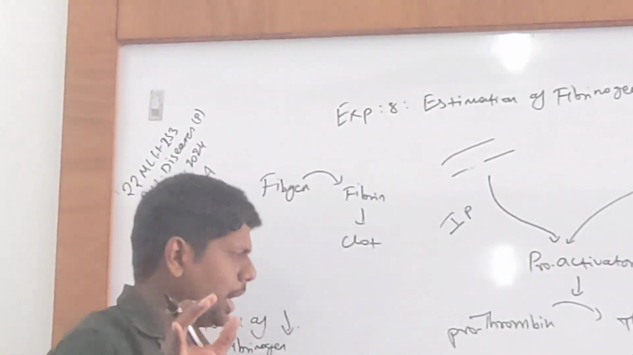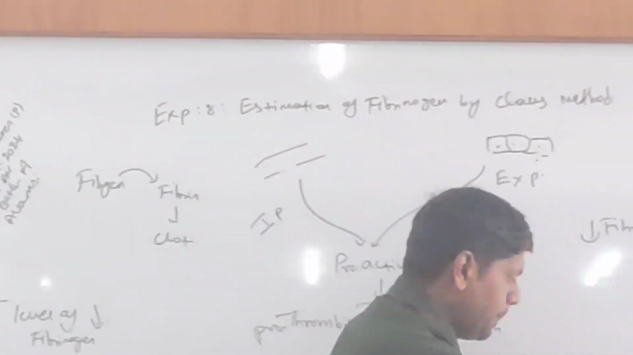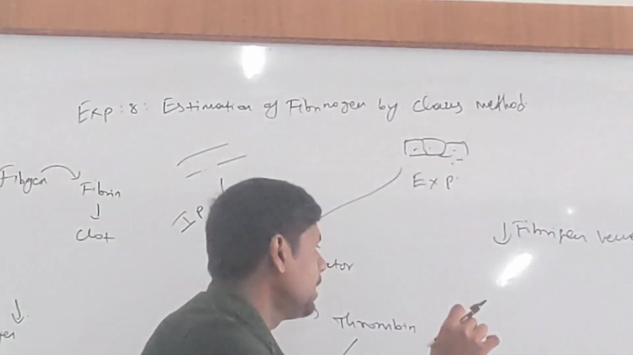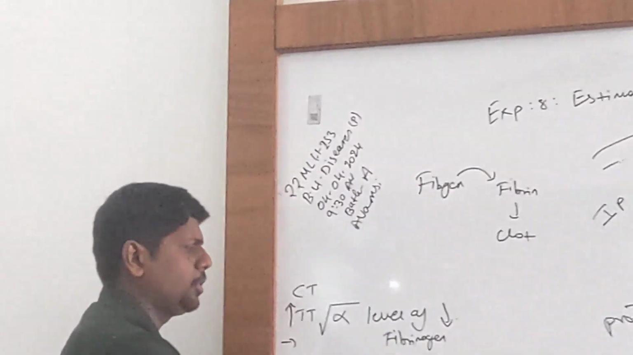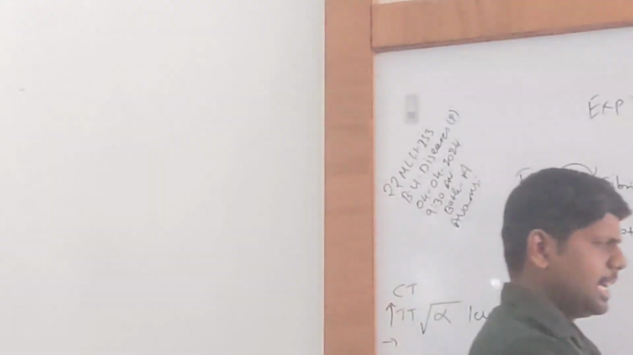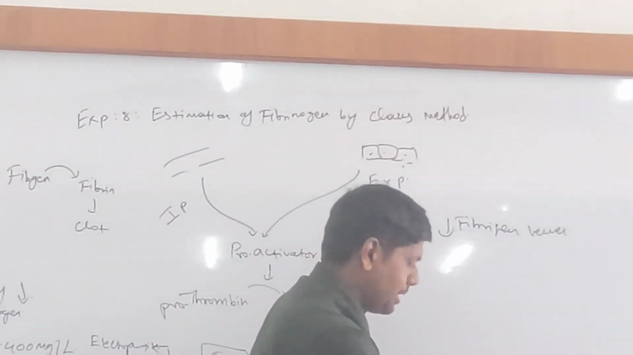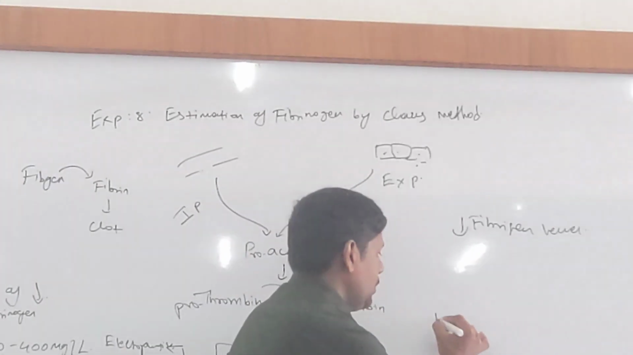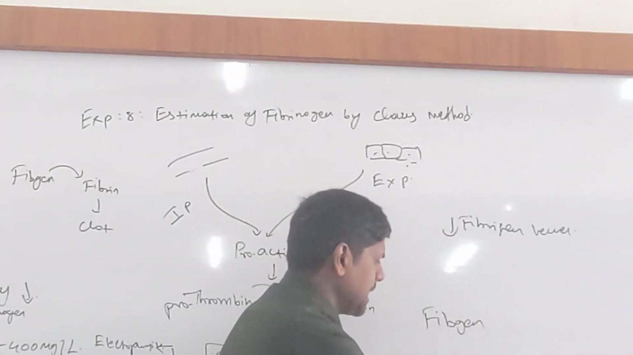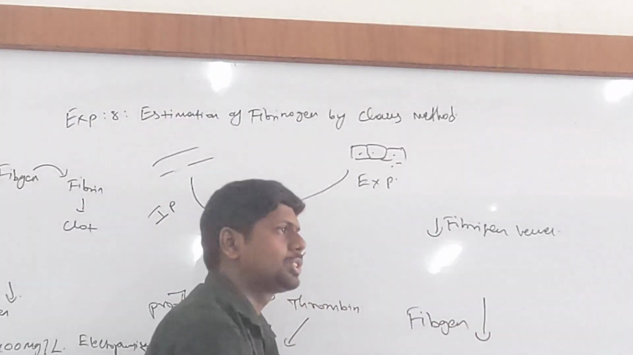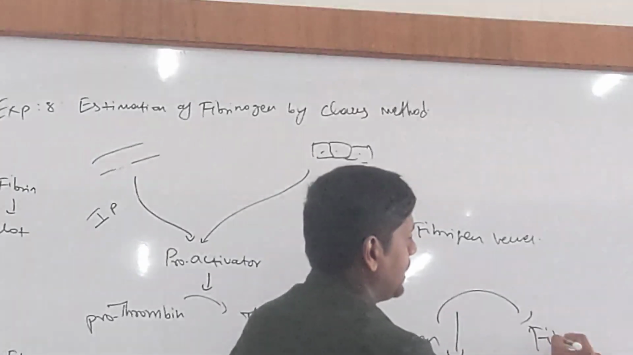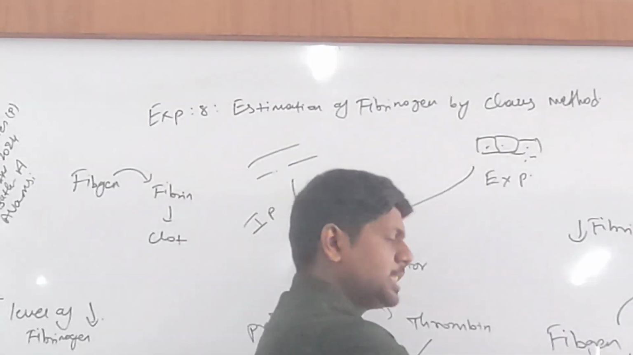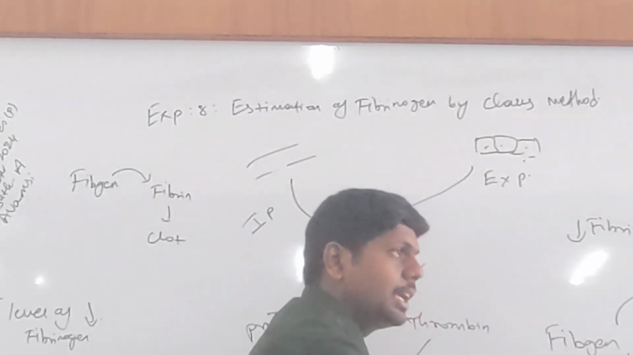Now, I want to discuss fibrinogen levels in these two conditions. What we assume the normal fibrinogen levels are 200 to 400. When there is a severe clotting condition going on in the body, what happens to the fibrinogen levels? In case of acute condition, they will be reduced because fibrinogen was converted to fibrin.